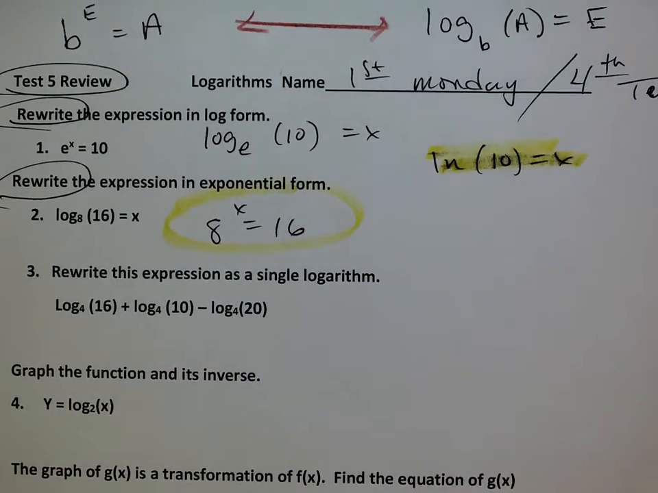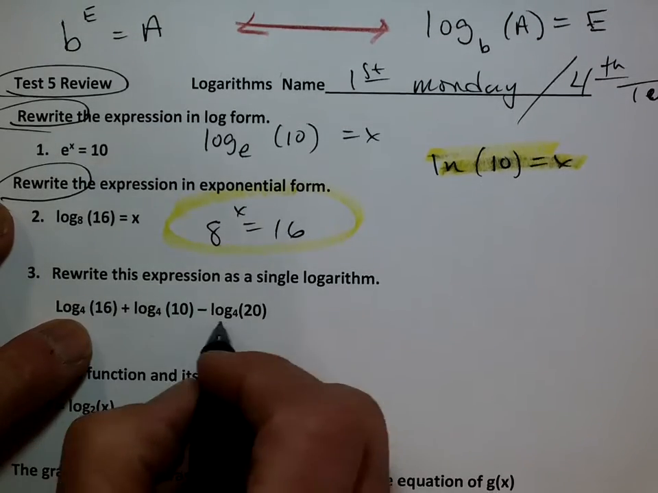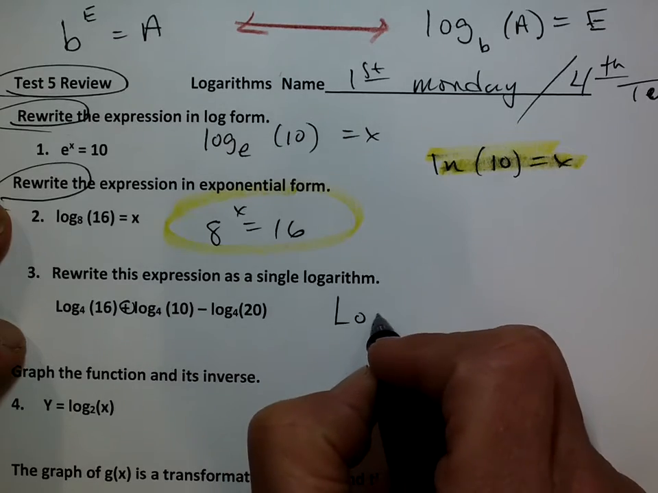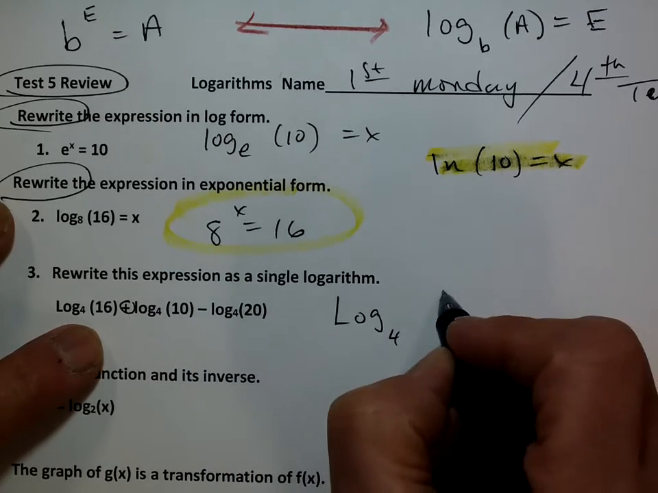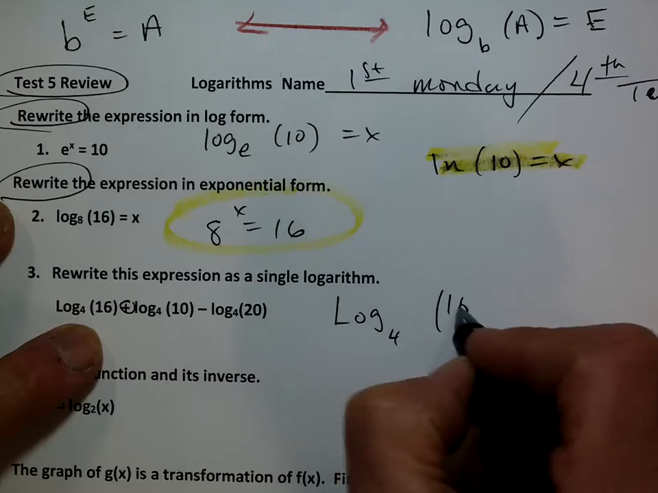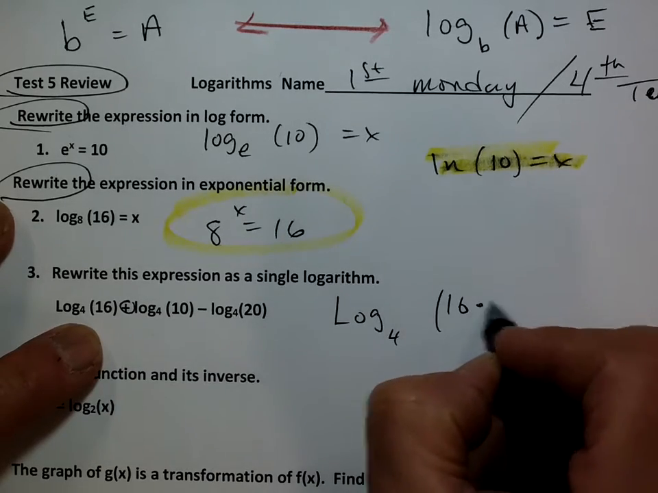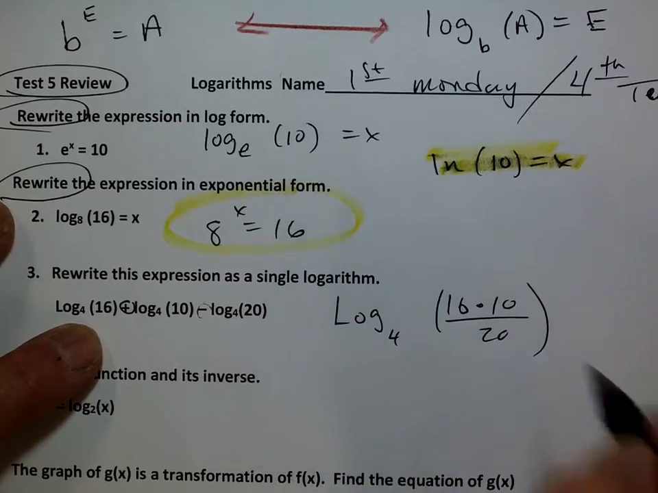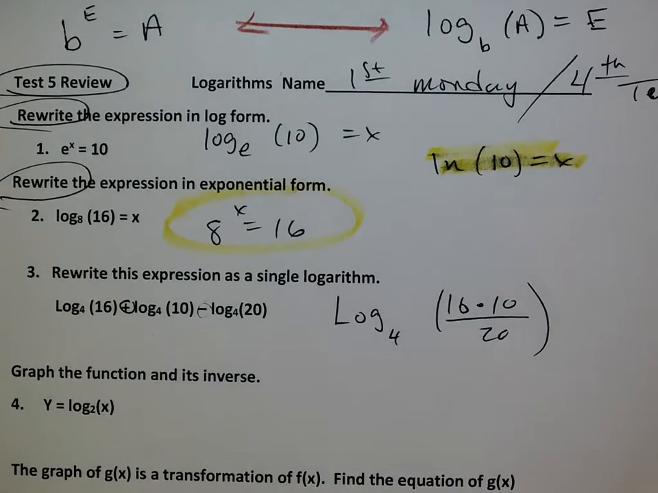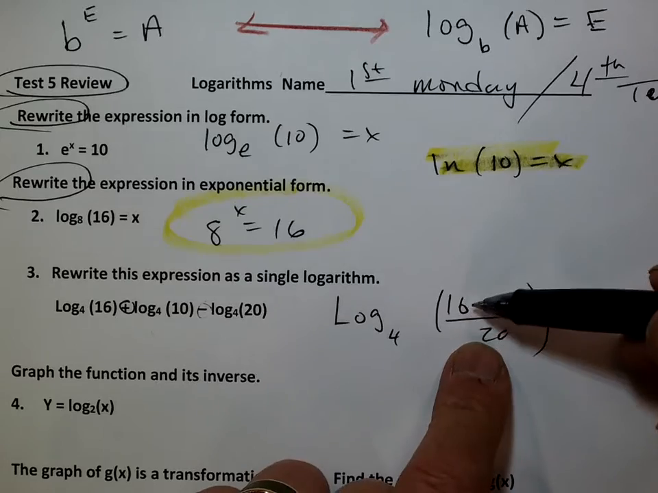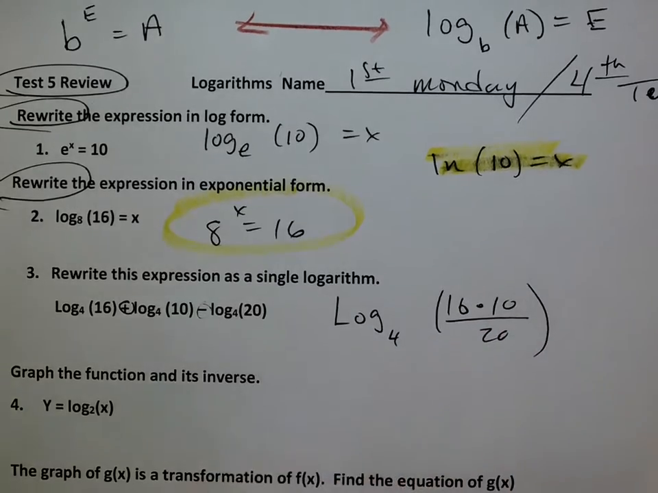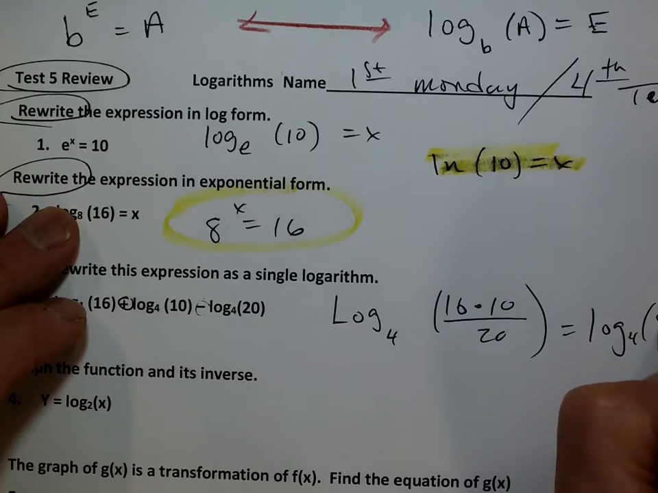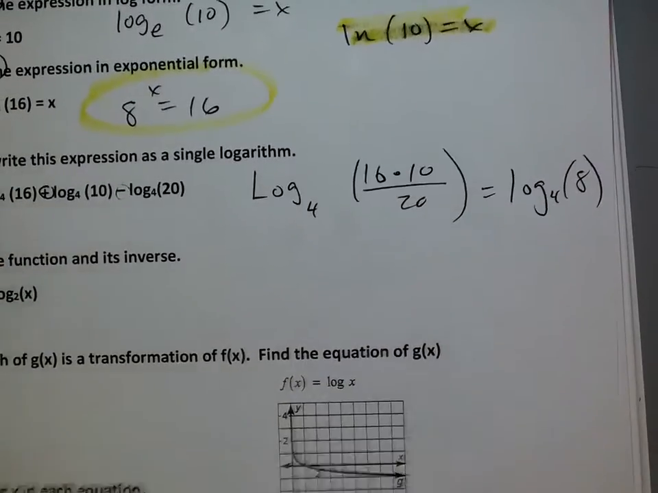Number 3, if you take a look at this, if it's a plus, we can bring it together as a single log: log base 4 of 16 times 10, divided by 20, and whatever that is. Let's see, 16 goes into 20... so I think it's 8, isn't it? So it's log base 4 of 8, I think. You just do the math, right?